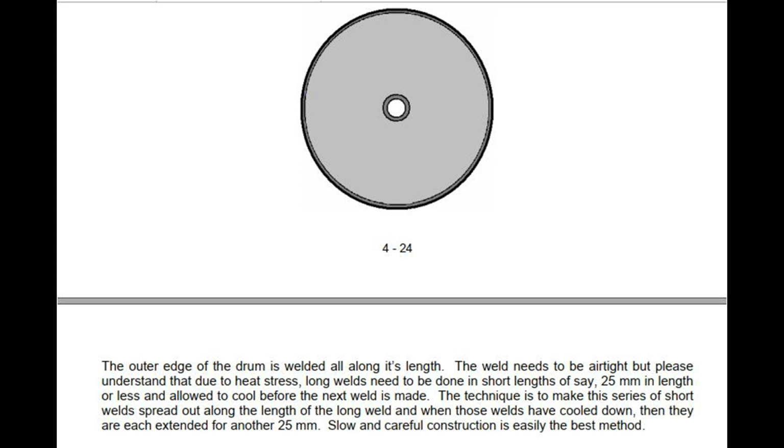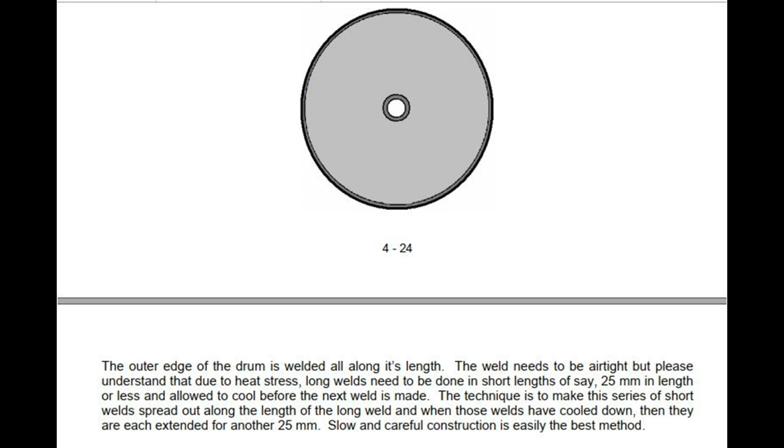The weld needs to be airtight, but please understand that due to heat stress, long welds need to be done in short lengths of say, 25 mm in length or less and allowed to cool before the next weld is made. The technique is to make the series of short welds spread out along the length of the long weld, and when those welds have cooled down, then they are each extended for another 25 mm. Slow and careful construction is easily the best method.